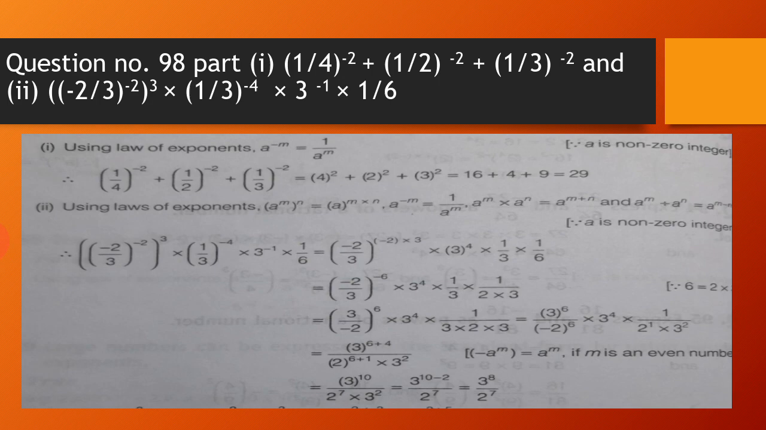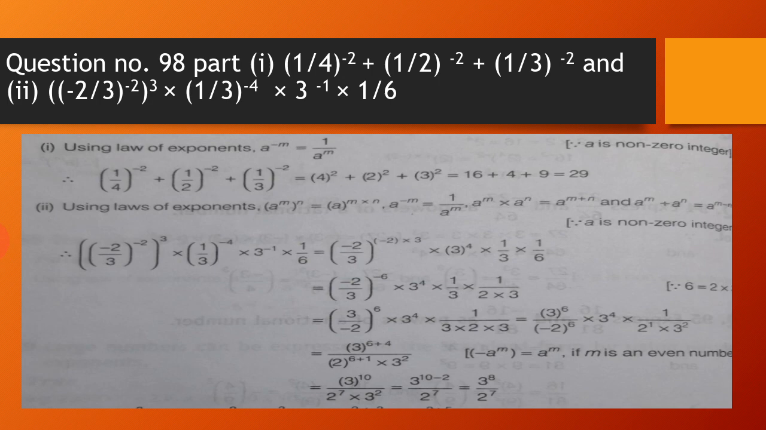Now we come to question number 98, part 2. We have to pay a little attention here because it's a little lengthy question. I will go slow. You also try to understand. Every question has to be done for classwork. Please do it for classwork. Minus 2 by 3 whole raised to power minus 2 whole raised to power 3 into 1 by 3 raised to power minus 4 into 3 raised to power minus 1 into 1 by 6.